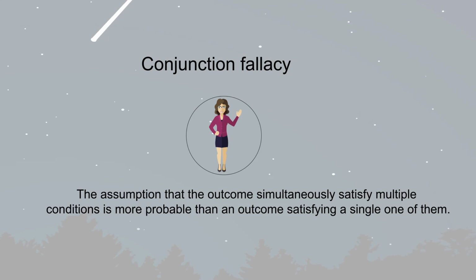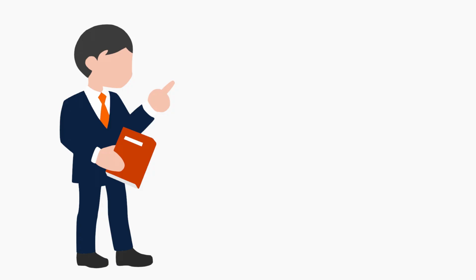Conjunction fallacy. The assumption that an outcome simultaneously satisfying multiple conditions is more probable than an outcome satisfying a single one of them. Example, John is an athlete. John is an athlete and a teacher.